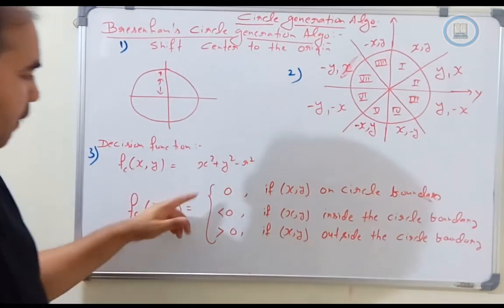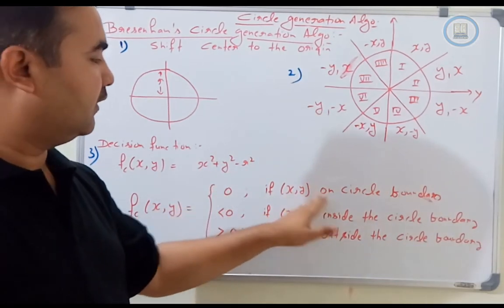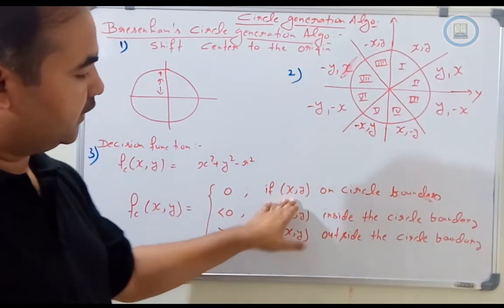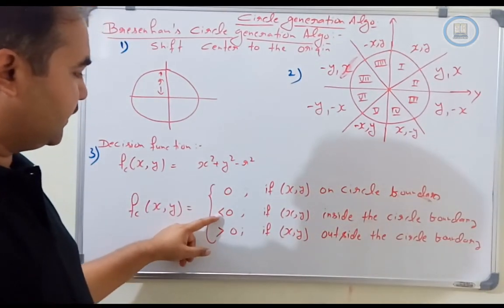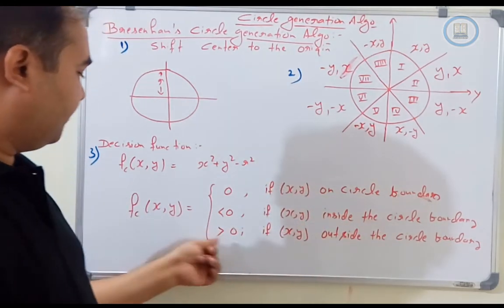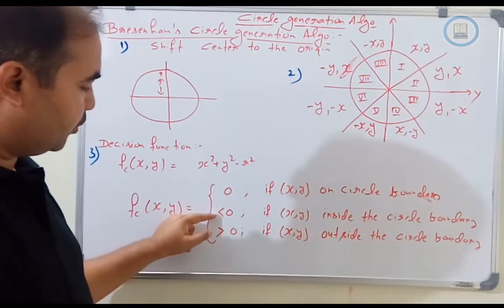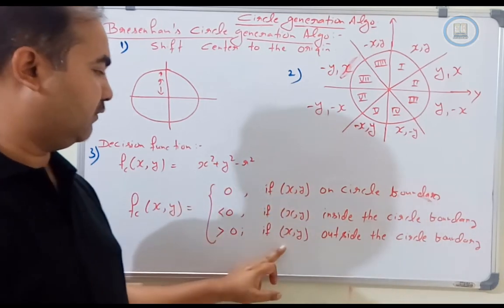Based upon this, if the function value is 0, the point you have generated is on the circle boundary. The second thing, if it is less than 0, the point is inside the circle boundary. If it is greater than 0, that is positive, the point is outside the circle boundary. This is the value if it is negative, and this is the value if it is positive.